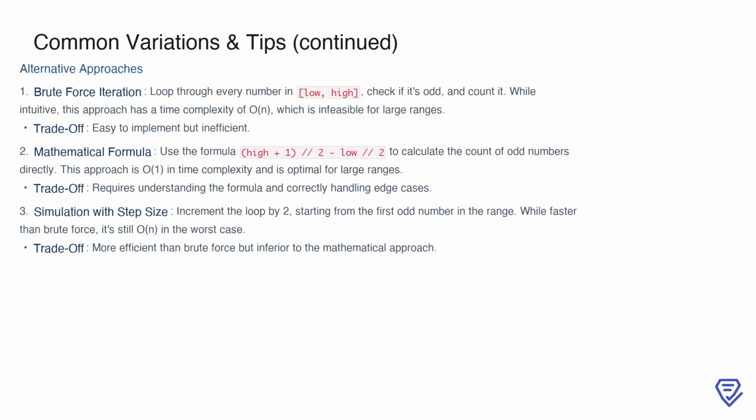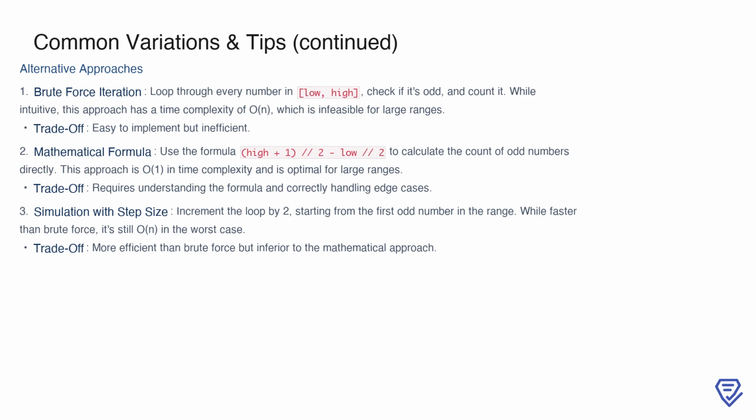There are multiple approaches to solving this problem, each with its own trade-offs. The most intuitive method is brute force iteration, where you loop through every number in the range [low, high], check if it's odd, and count it. While this is straightforward, the time complexity is O(n), making it impractical for large ranges. A much more efficient approach is the mathematical formula, (high + 1) // 2 - low // 2, which directly calculates the count of odd numbers in constant time, O(1). This is the optimal solution for large ranges, but it does require a solid understanding of the formula and careful handling of edge cases.